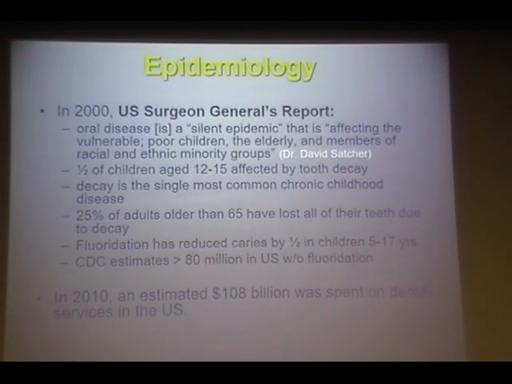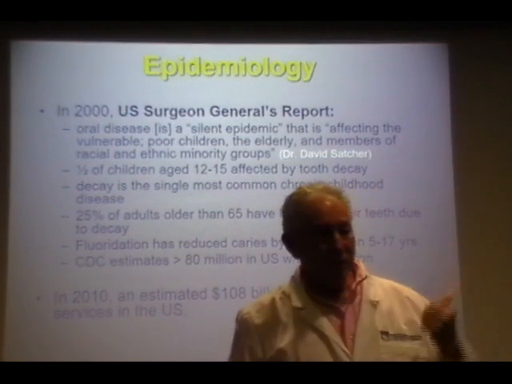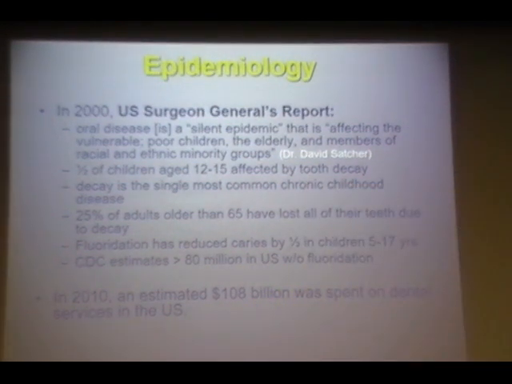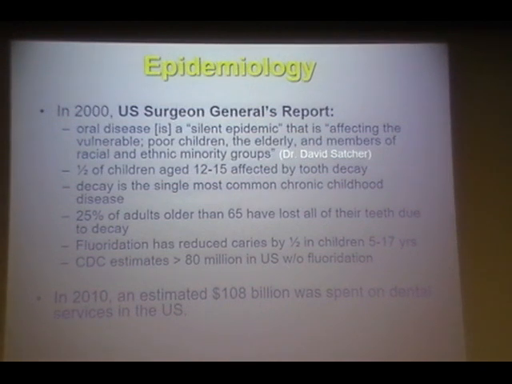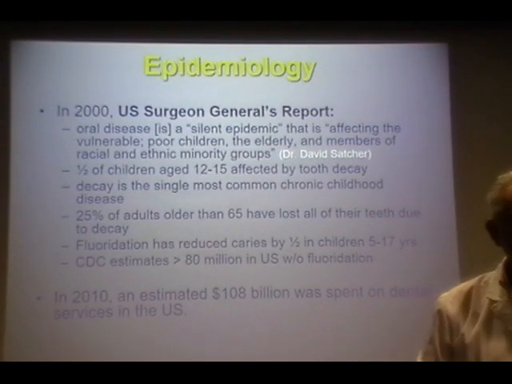A little bit about epidemiology. The busy slide. What do you need to know? So back in 2000, the U.S. Surgeon General's report, generated by David Satcher. David Satcher is an MD who graduated from Case Medical School, became the Surgeon General then, ordered a report to be conducted on the epidemiology of caries. They call it a silent epidemic. And obviously, poor children, elderly, members of racial and ethnic minority groups are at high risk for this. Okay?